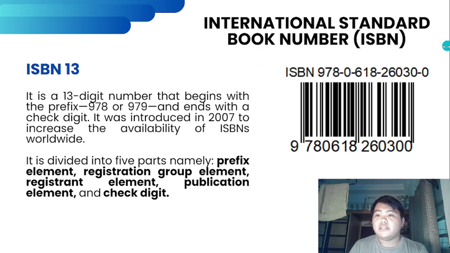In the example figure, at the top, we have an example of an ISBN 13 number, which is 978-0-618-26030-0, where the last 0 is the check digit, and it satisfies the definition in that it begins with the prefix 978. Hence, this is an example of an ISBN 13. ISBN 13 is divided into 5 parts rather than the 4 of ISBN 10.